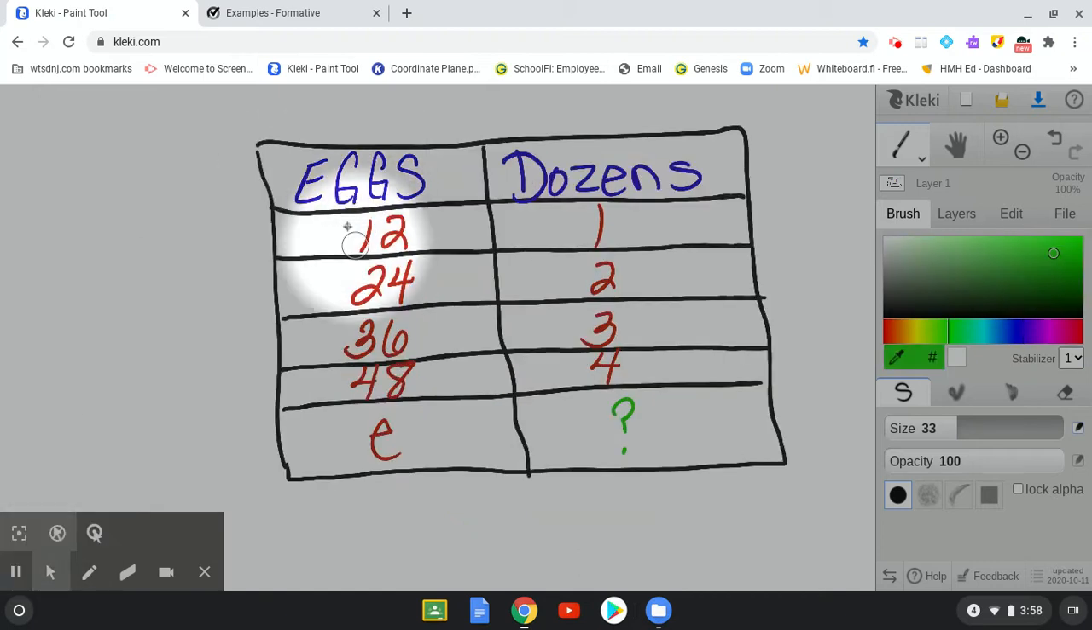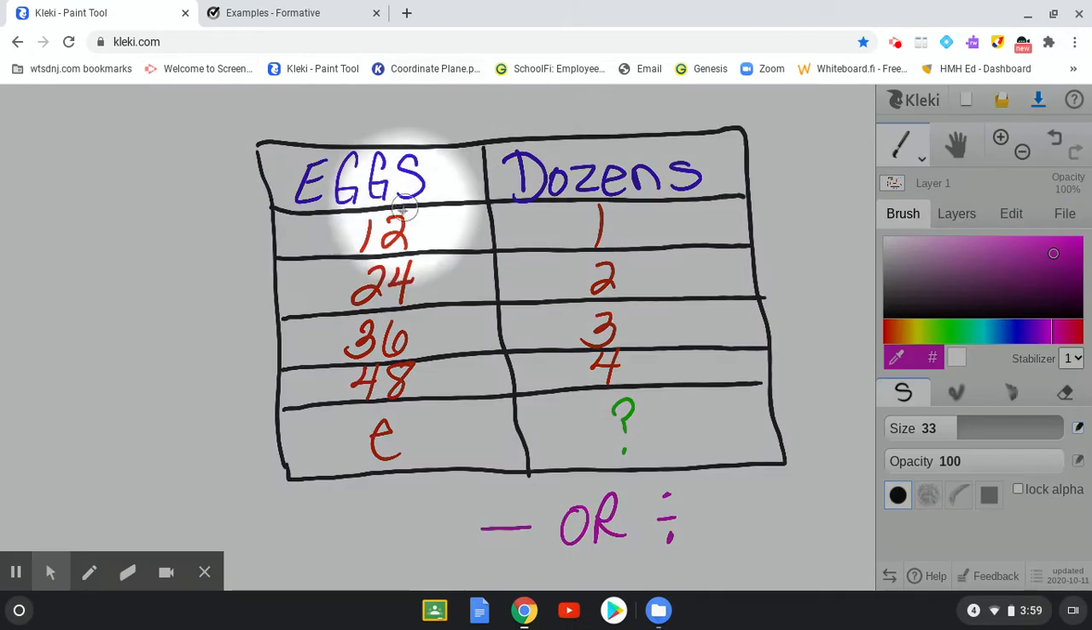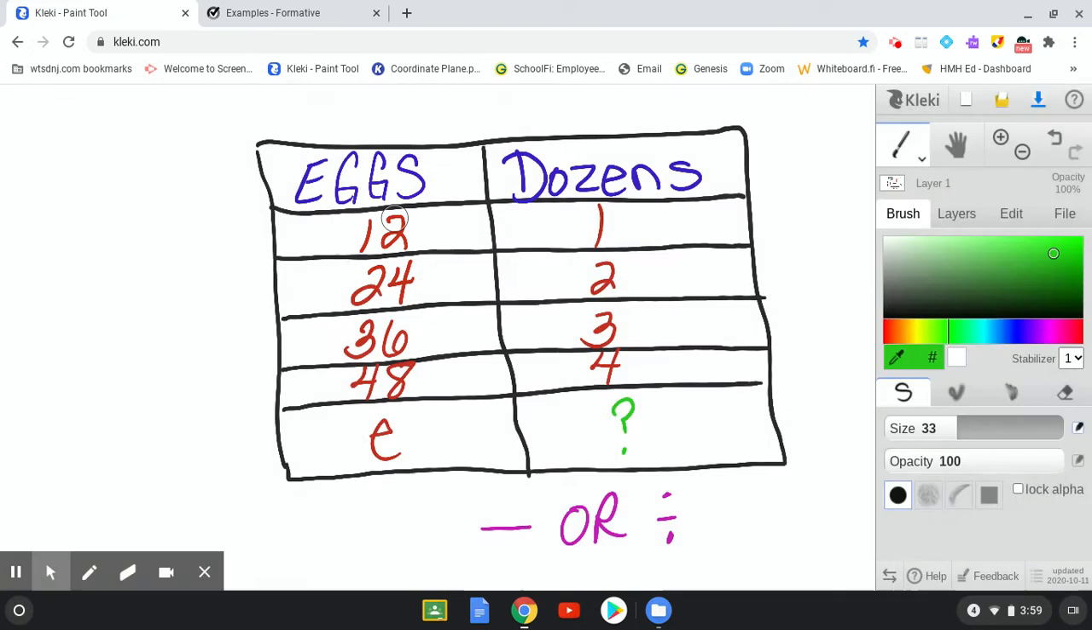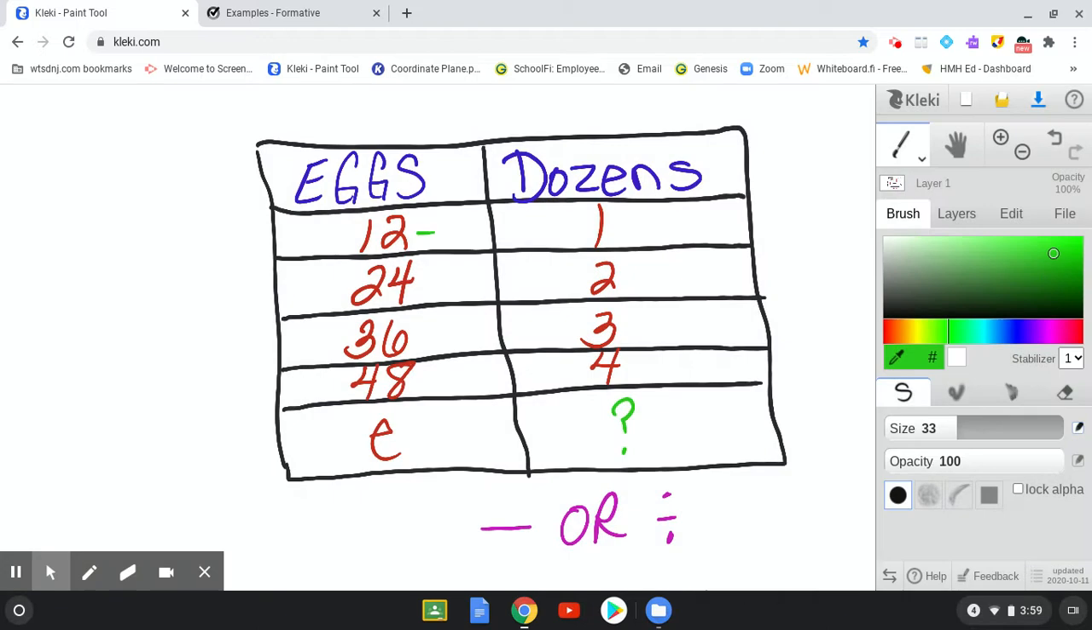Okay, so here my chart, we're talking about eggs and dozens of eggs. So I need to find the relationship between my eggs and between my dozens. So I am starting with a larger number going to a smaller number. So if I ever am going from a larger number to a smaller number, I'm going to either try subtraction or division, okay? And I'm going to start with subtraction first just because that's easier. So I have to think, well, 12 minus what is going to give me a 1? Well, 12 minus 11 gives me a 1, so that works out.